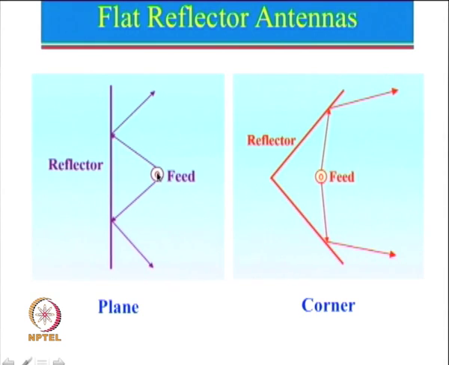So, what happens, this particular feed will radiate, suppose it is a dipole antenna. The dipole antenna will radiate in this particular fashion, and in that case the radiation going towards the reflector will reflect back. So, there will be no radiation in the back side and there will be more radiation in the front side. In fact, we talked about this particular concept for the Yagi-Uda antenna also.